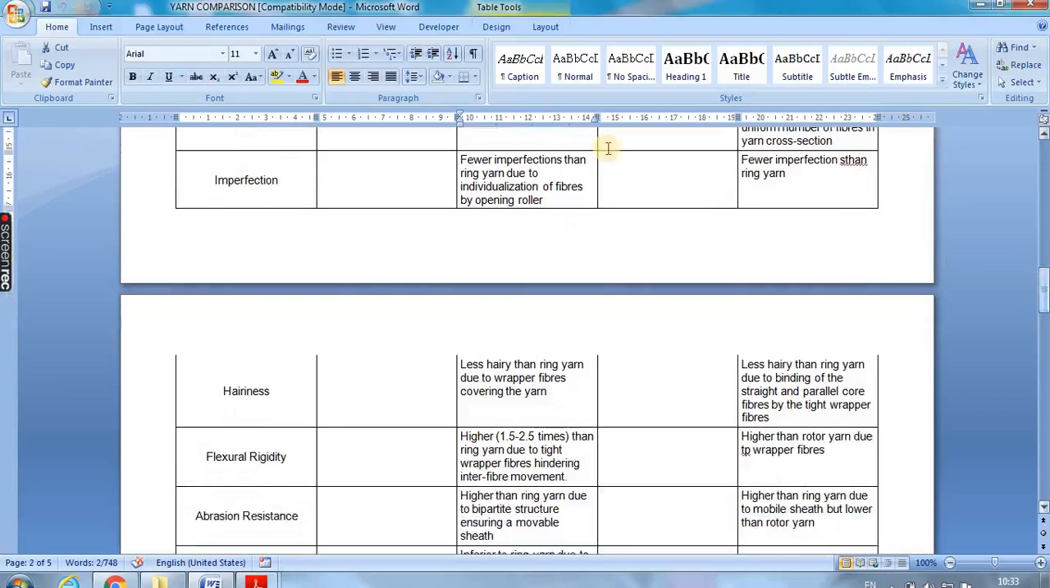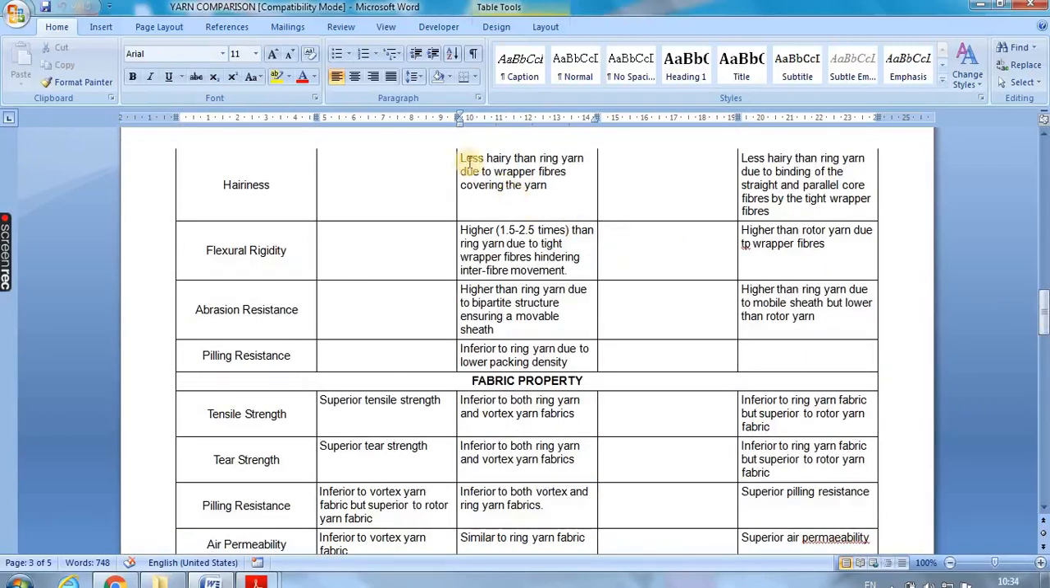Coming to the imperfections, that is thin places, thick places and neps. The rotor yarn has fewer imperfections compared to the ring yarn. That is purely because of individualization of fibers, right? You have an opening roller which individualizes the fibers, so thick places, thin places and neps are reduced to a greater extent. This individualization by the opening roller leads to fewer thick places, thin places and neps.